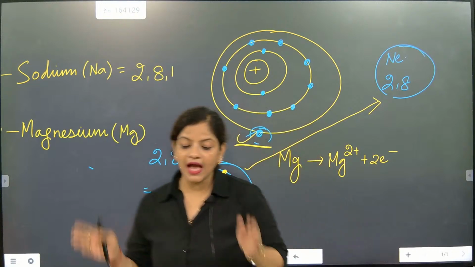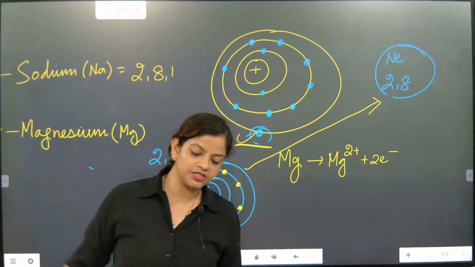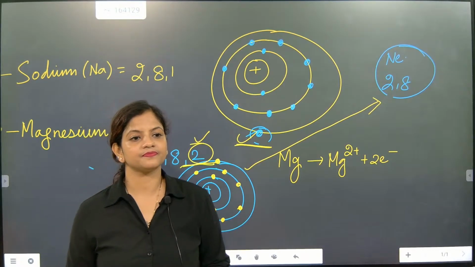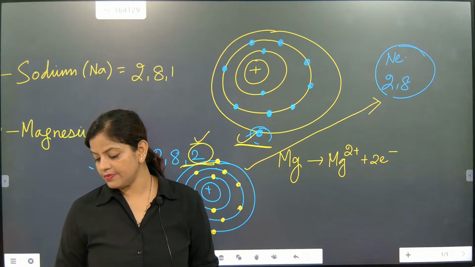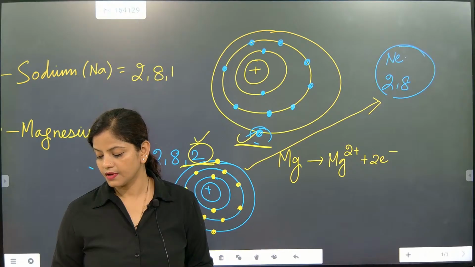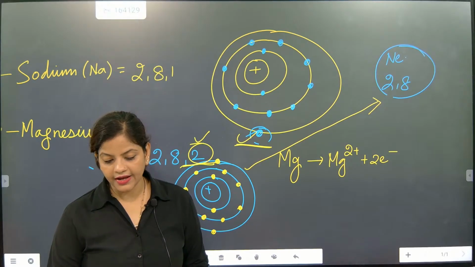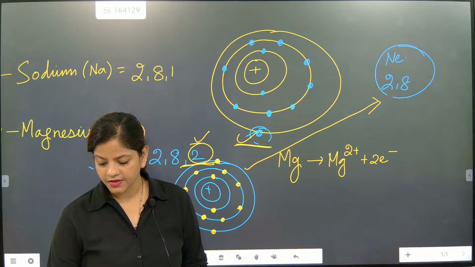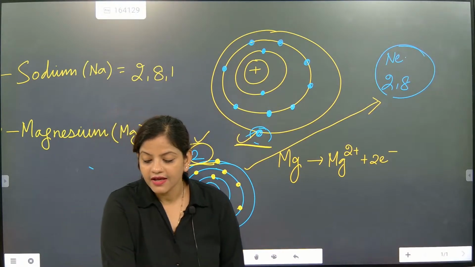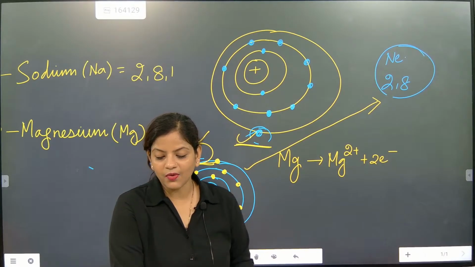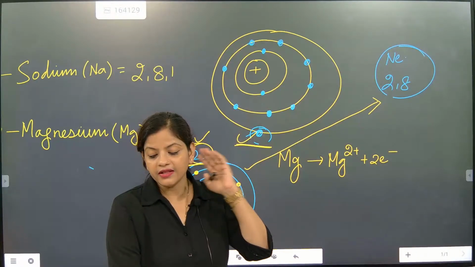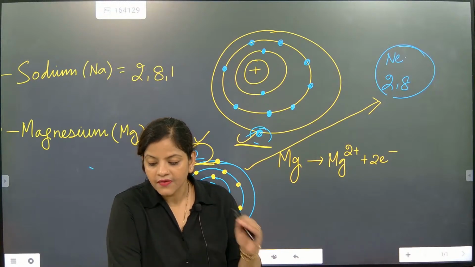So can you tell me: is the sodium atom more stable or the ion more stable? What is the correct answer? The correct answer is C. You need to understand that. Atom is stable or ion is stable? Once they gain the nearest noble gas configuration, they are supposed to be stable.